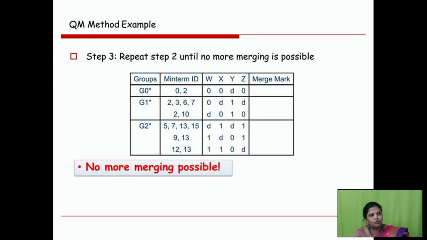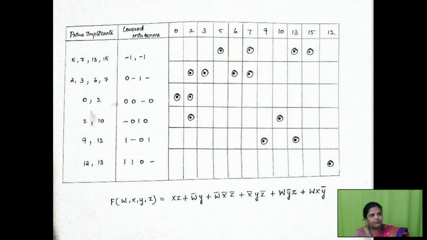So 0, 2 and 2, 3, 6, 7 and 2, 10 and 5, 13, 15, 9, 13 and 12, 13. We are repeating this step. So here we write no more merging is possible. What terms are not merging with other groups? All those terms we list out here. These are the terms we could not merge any further. So in the final step, all the prime implicants are listed out here.